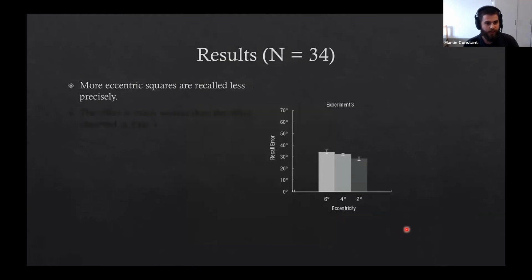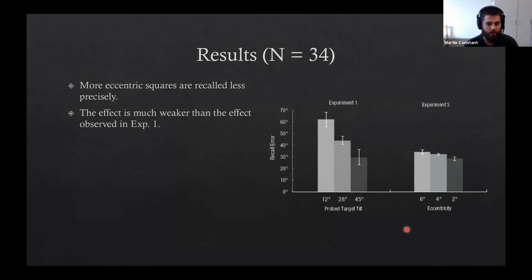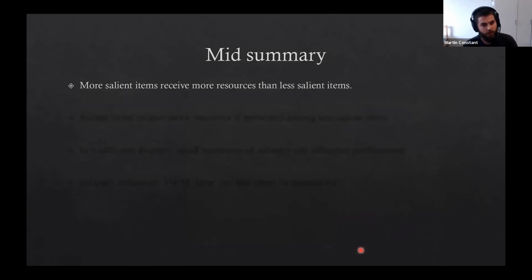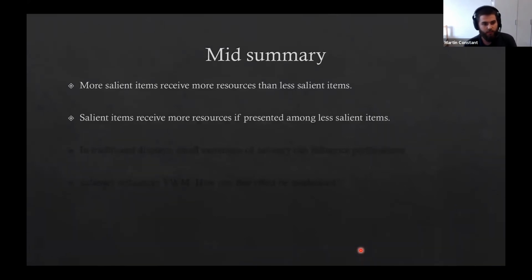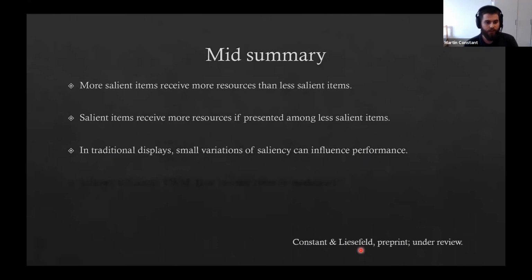And we do find, again, that more eccentric squares, so less salient squares, are recalled less precisely. However, this effect is much weaker than the effect observed in experiment 1 and 2. So what can we say about that? More salient items receive more resources than less salient items. That's the result of experiment 1. Salient items receive more resources if presented among less salient items. That's the result of experiment 2. And then in traditional displays, small variation of saliency can influence performance. Okay, so that's the mid-summary about saliency.